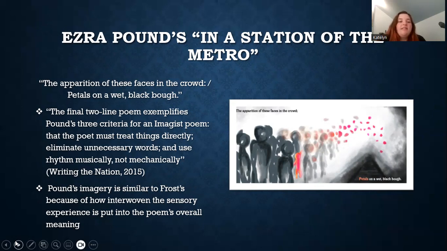The textbook states the final 2-line poem exemplifies Pound's 3 criteria for an Imagist poem: that the poem must treat things directly, eliminate unnecessary words, and use rhythm musically, not mechanically. Pound's imagery is similar to Frost's because of how interwoven the sensory experiences are put into the poem's overall meaning through figurative language and metaphor.